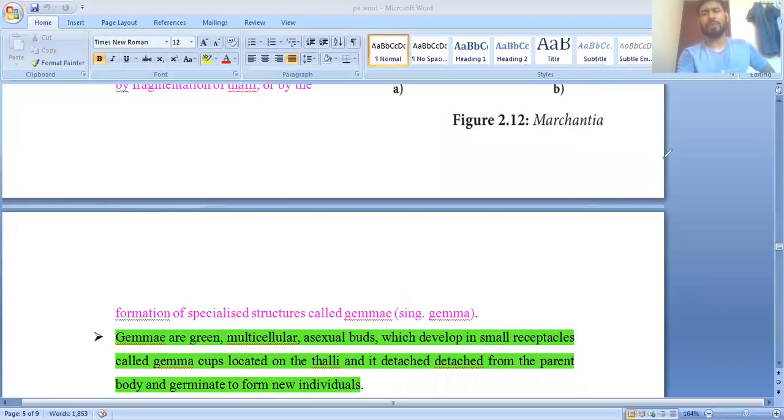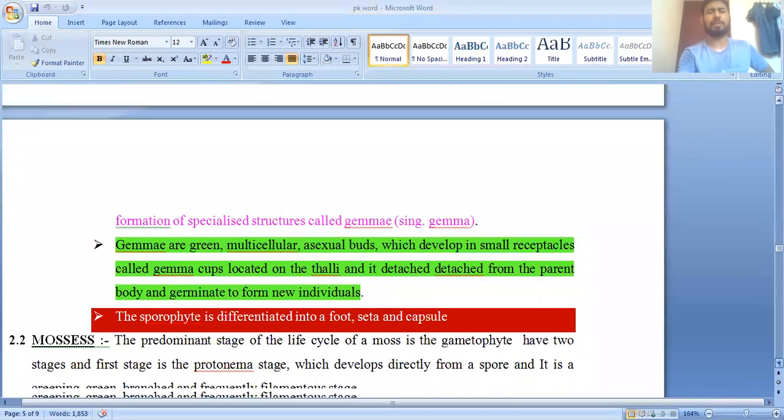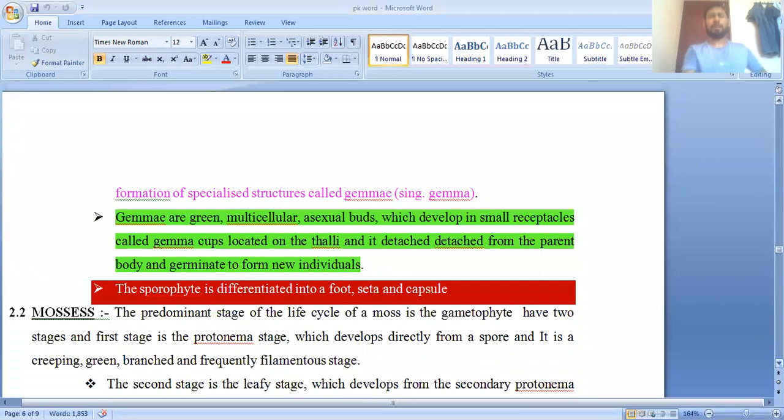So gemma cups are also important, and they may be asked in your examination. What are gemma cups? Then you will think: gemma cup contains green, multicellular, asexual buds, which are involved in the formation of a new individual, new bryophytes or new Marchantia.